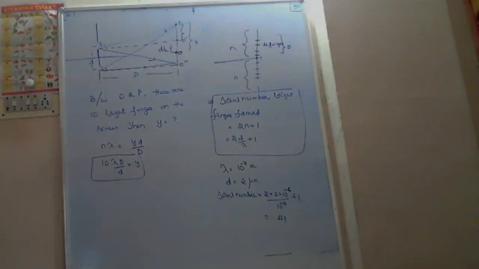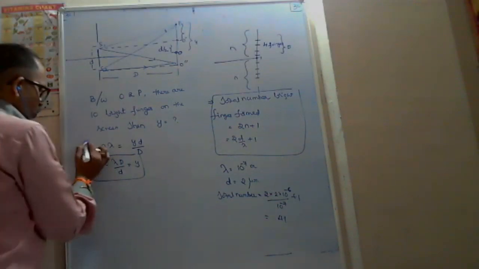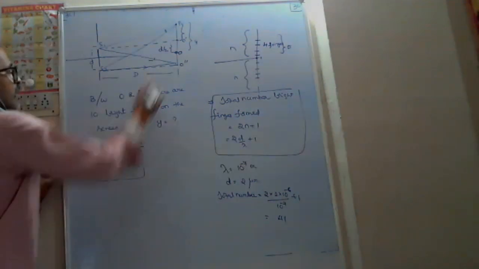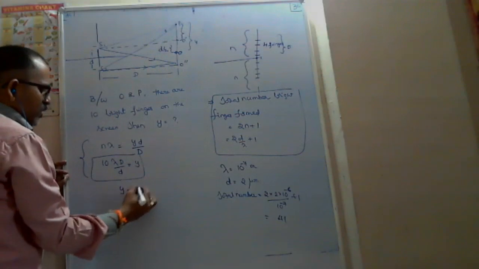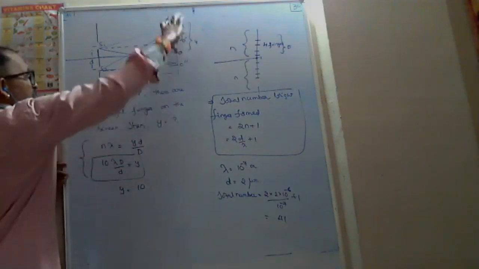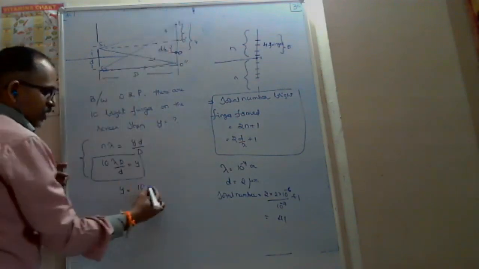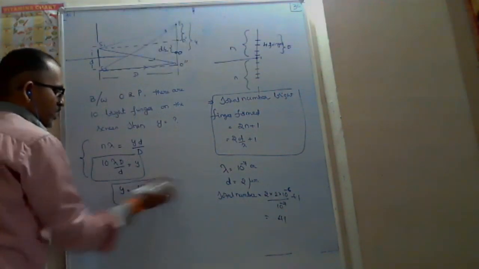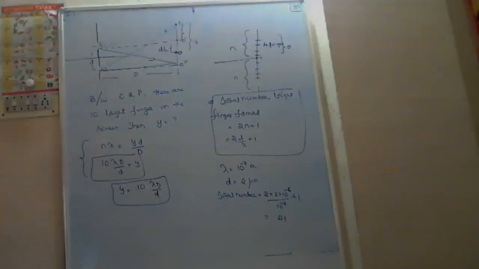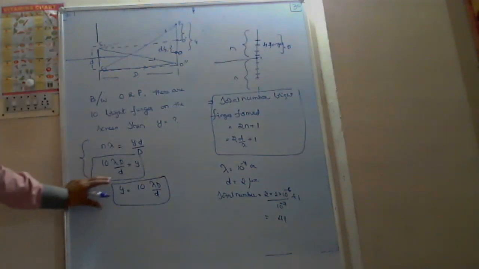Okay. Yes, sir. Then why don't you say straight away, sir, there are 10 bright fringes? So the answer is y equals 10 bright fringes, each fringe width is equal to lambda D by d. So 10 bright fringes, 10 lambda D by d. Directly we can say, na? Yes, sir. Right. So by equating, of course, this is correct. This is one shortcut. Okay, sir.